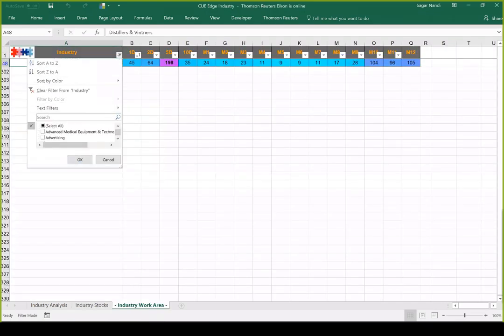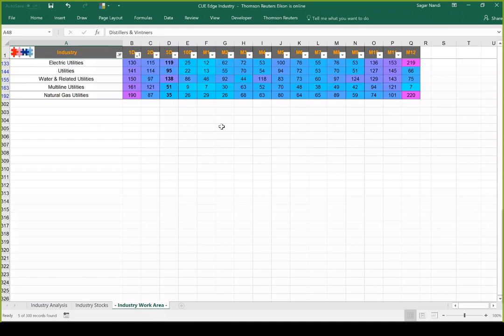Let's filter for the utilities industries. Instantly, from color coding, we can see that for many months, it had been one of the strongest. Over 5 days, some of them, at least electric utilities and water and related utilities, declined. For electric utilities, it is continuing to be weak over 2 days and 1 day period. So we could drill down.